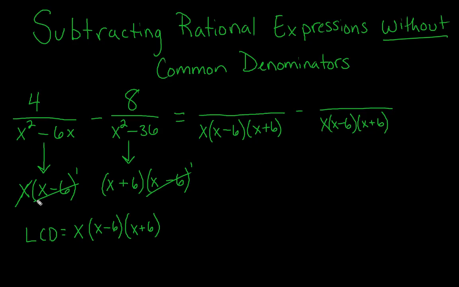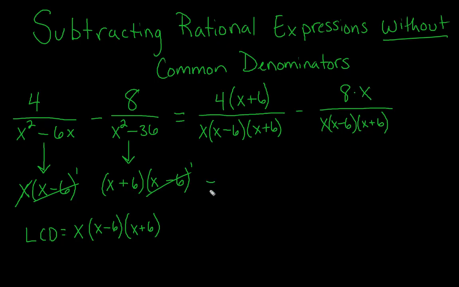If we look at the one on the left, the original denominator is x times x minus 6. What did we multiply the denominator by to give us our least common denominator? You can see we multiplied by x plus 6. That's what we're adding in. So that means we need to multiply the numerator by x plus 6 as well. Looking at the one on the right, our original denominator factored as x plus 6 times x minus 6. But our LCD now has this extra x in here. So we need to multiply the numerator by the x as well.